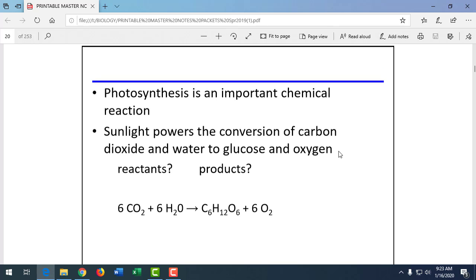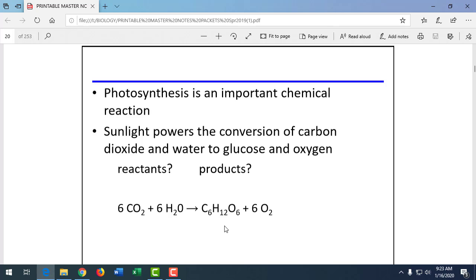So some important chemical reactions we're going to talk about in this class are cellular respiration and photosynthesis. So what are the reactants in this equation for photosynthesis? Okay, and what do we call those in everyday terms? Carbon dioxide and water. Where does carbon dioxide come from? Yeah, we exhale it. It's a product of metabolism. All living things give off carbon dioxide as a product.